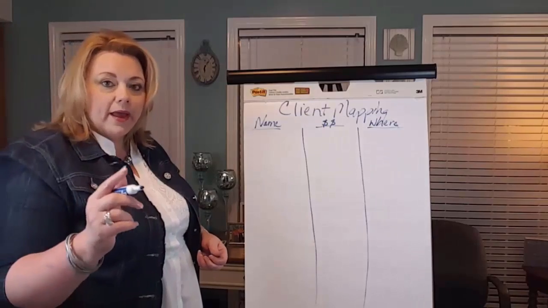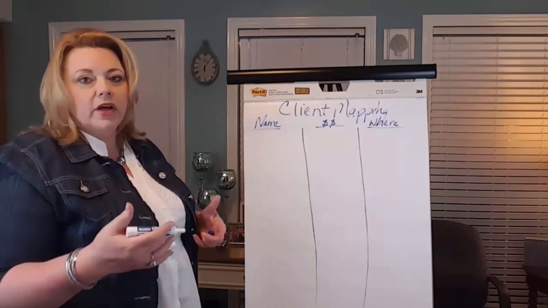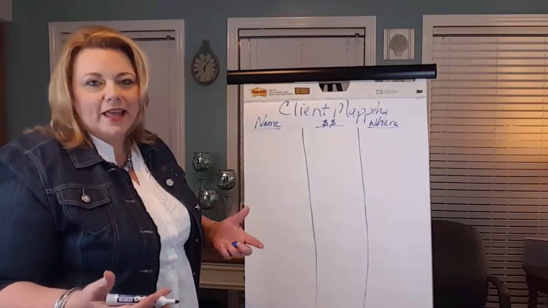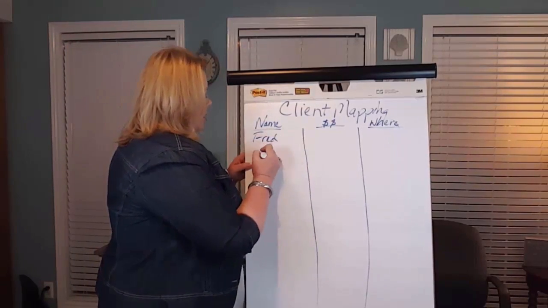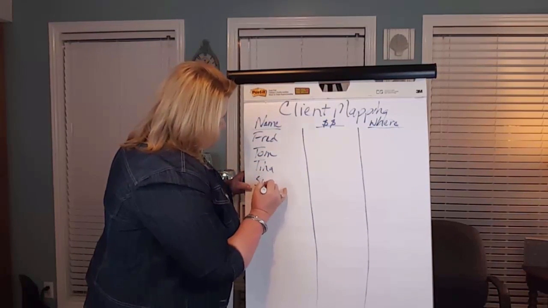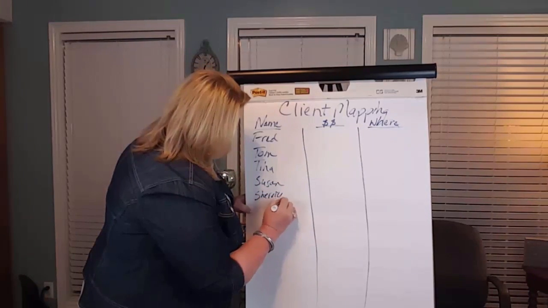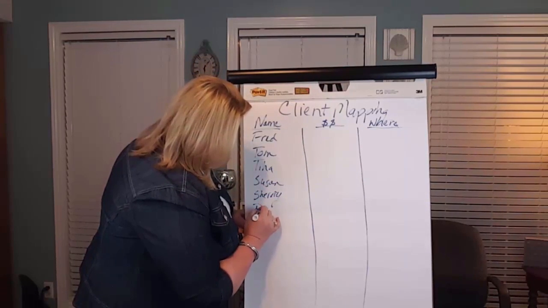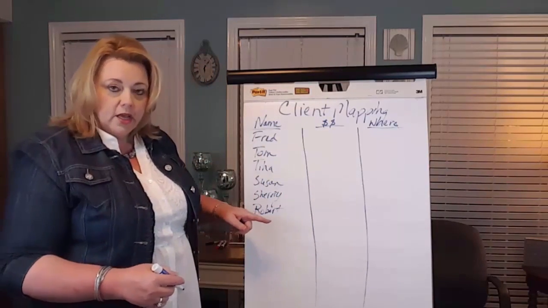So let's start by creating that list of those clients. Let's say over the last 12 months you had maybe 10 big coaching clients. So you had Fred, you had Tom, you had Tina and Susan and Sherry, Robert. You get the gist here, right? Okay, so you would just make the list of all these people.